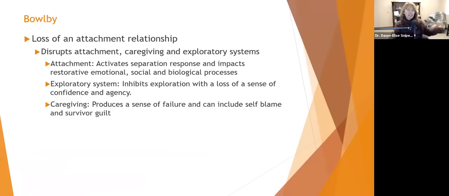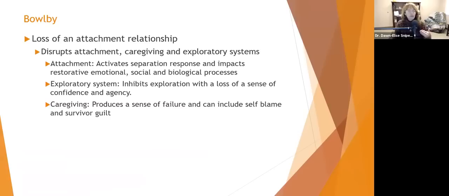This impacts their restorative processes. When that HPA axis is activated, when they don't have someone who can help them get control, can help them feel safe, then they are going to have disrupted sleep. They're going to be more irritable. When children are irritable, it tends to cause the grown-ups to get irritable, and you see where this is going. It inhibits exploration with a loss of a sense of confidence and agency.